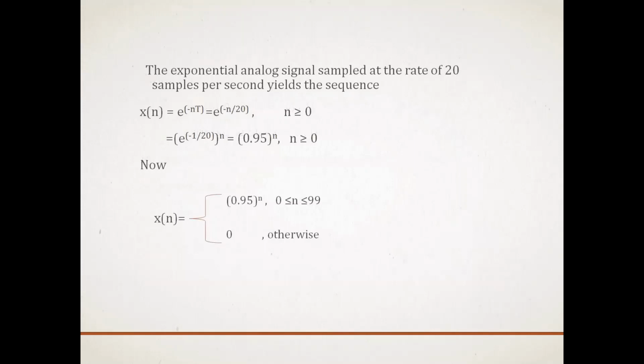The exponential analog signal sampled at the rate of 20 samples per second yields the sequence x(n) equals e^(-nT), that is equal to e^(-n/20) when n is greater than or equal to 0. That is equal to (e^(-1/20))^n, which is equal to (0.95)^n when n is greater than or equal to 0. Now x(n) is defined as (0.95)^n when n lies between 0 and 99, otherwise it's 0.